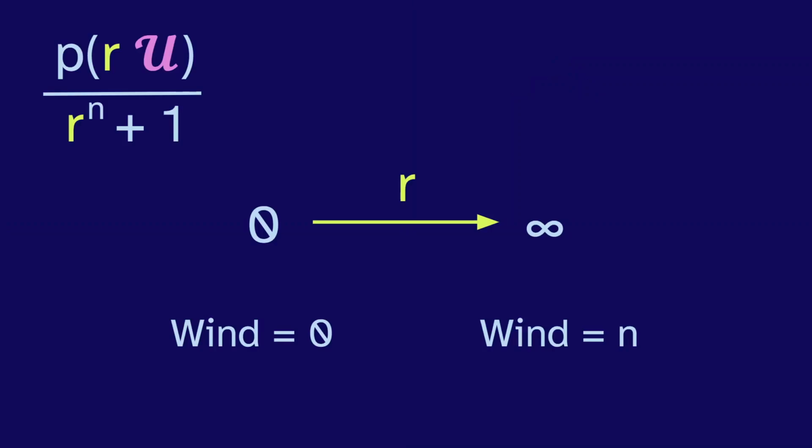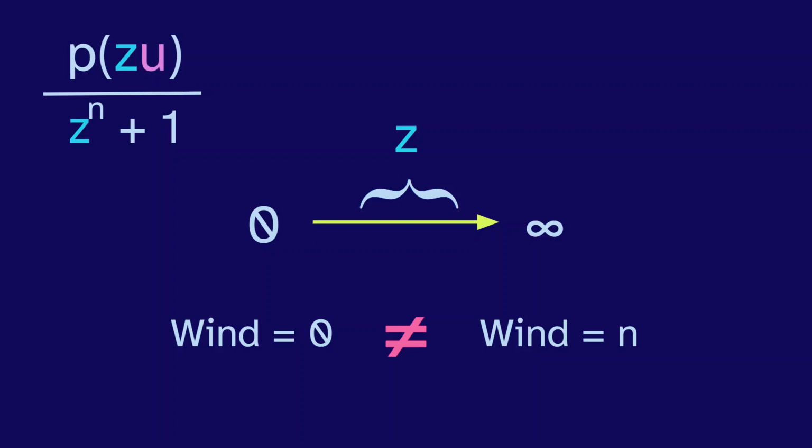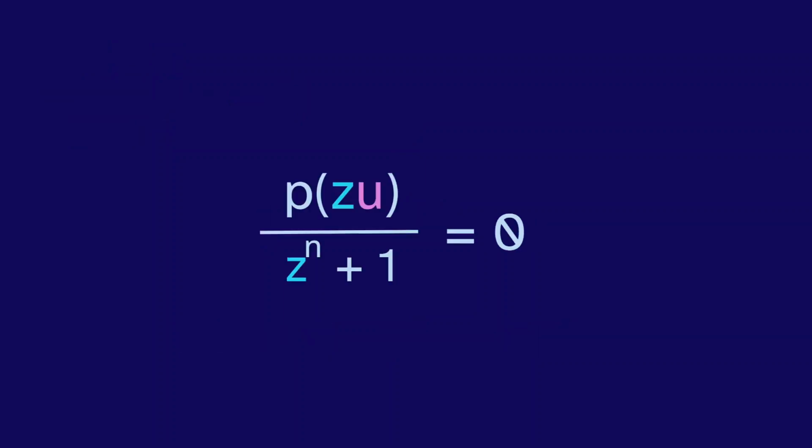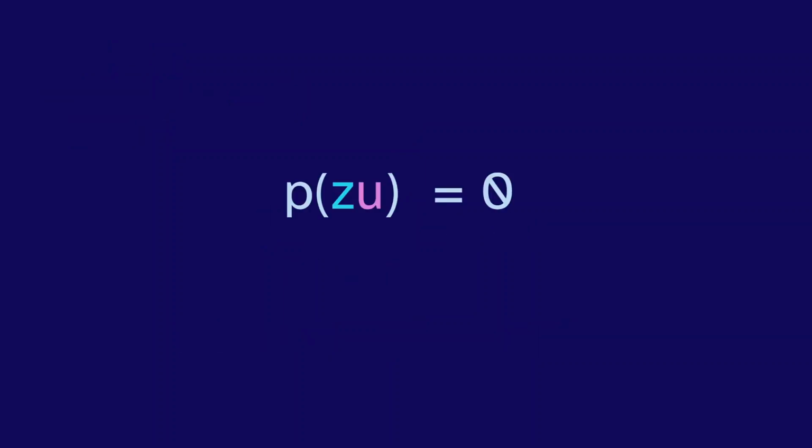So transforming r, we start with a winding number of 0, and we end with a winding number of n. And so these winding numbers are different, so there must have been some radius z between 0 and infinity, such that this equation in the top left equals 0. And if this equation equals 0, the numerator must be 0, which means there is some input for p that gives an output of 0. There is some root. And so we see any polynomial p has at least one root, which is what we set out to prove. This is the fundamental theorem of algebra.